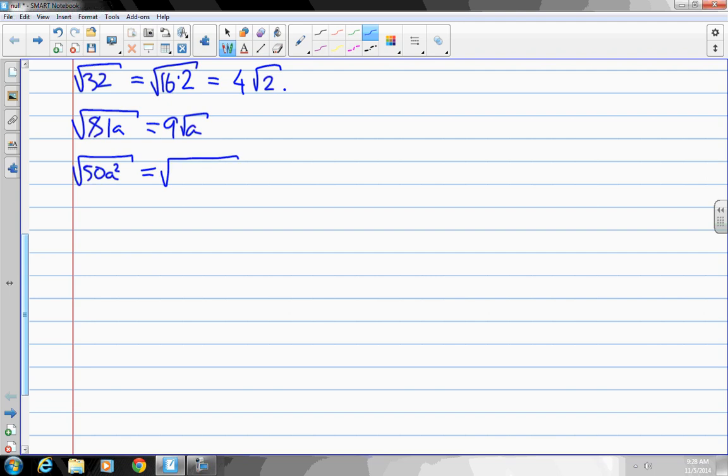Yeah, so you think of 50 as 25 times 2, and then you still have the a squared. 25 is a perfect square. A squared is a perfect square. I can take the square root of them. So what is the square root of 25? And what is the square root of a squared?